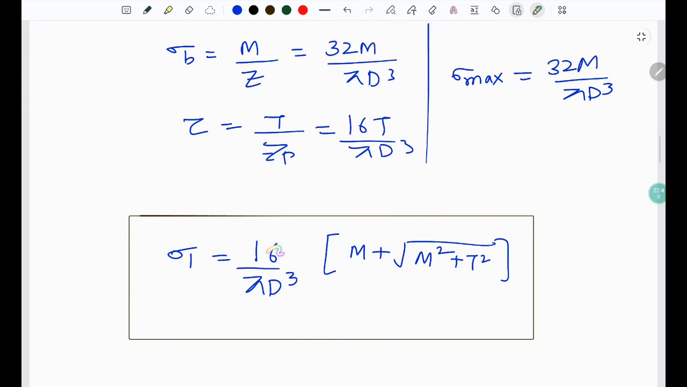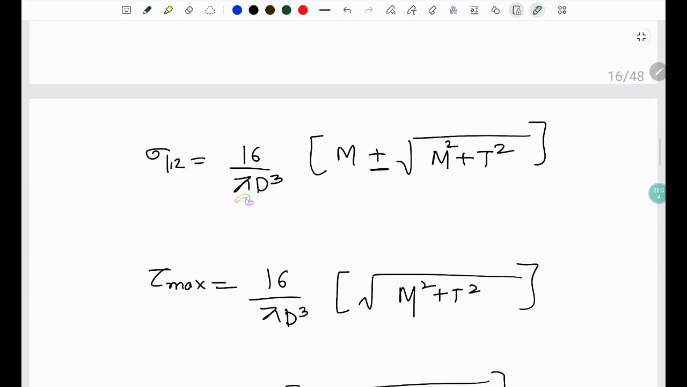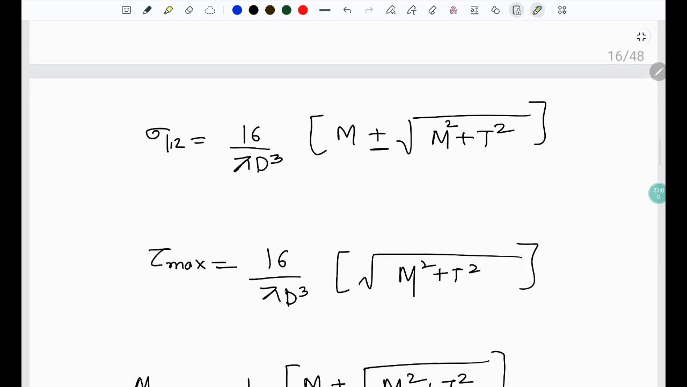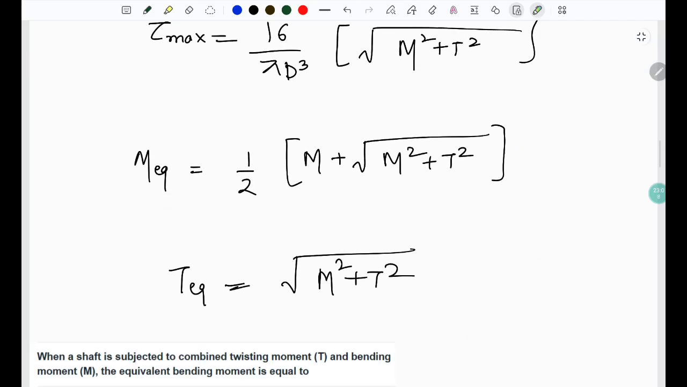As you can see, sigma 1 is 16 by pi d cubed into m plus root under m square plus t square. Similarly, the minimum, that is the minor principal stress, can be calculated using the minus sign. Tau max is 16 by pi d cubed root under m square plus t square, which is also tau equivalent. We know these two formulas also.